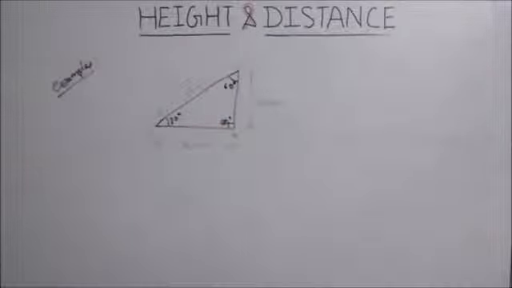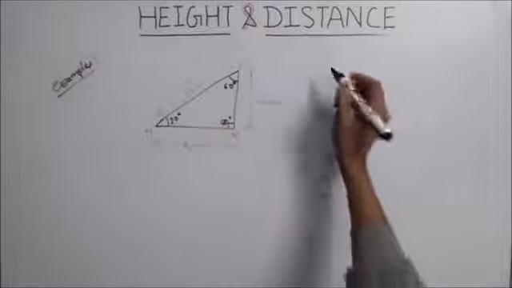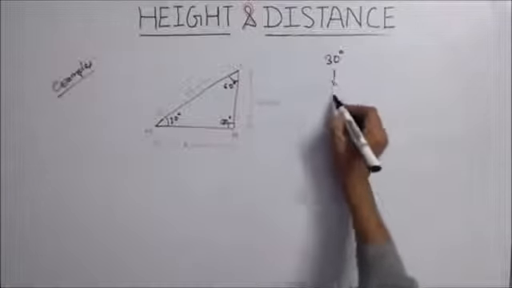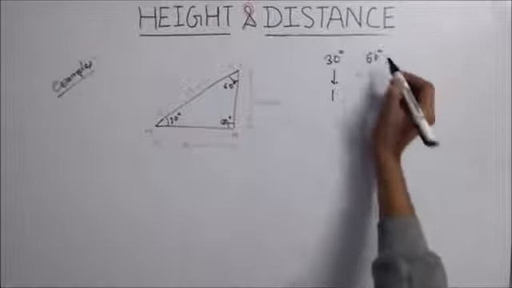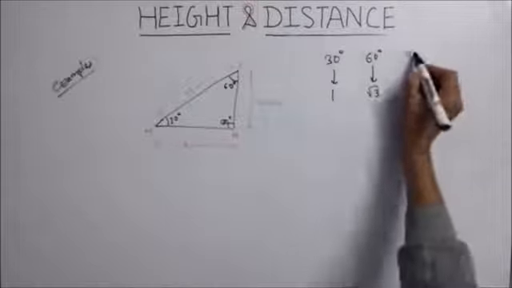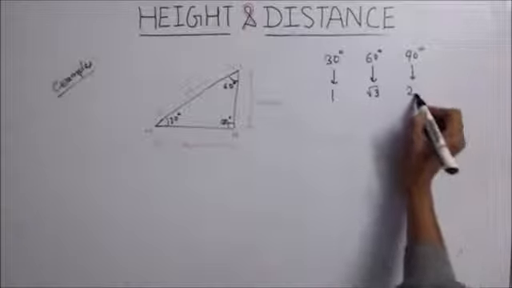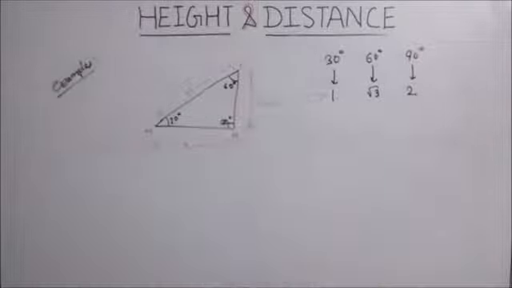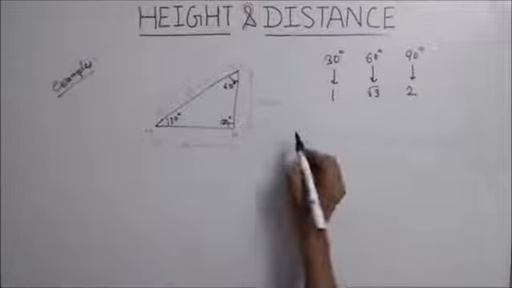For solving this question within a fraction of a second, you have to memorize these values. For 30 degrees, the value is 1. For 60 degrees, it is root 3, and for 90 degrees, it is 2. Now you have to relate these values to the question values. How?